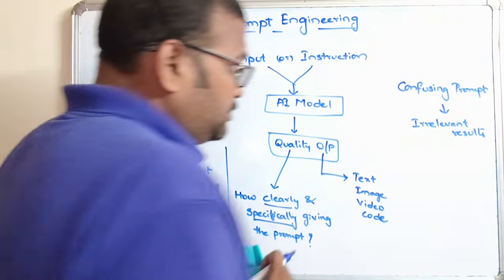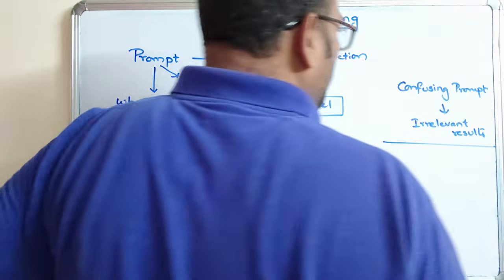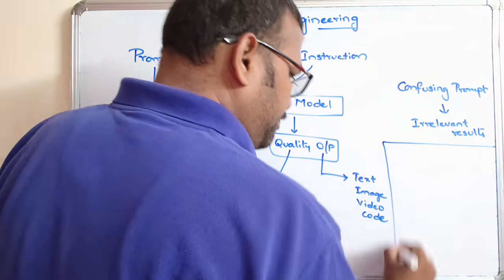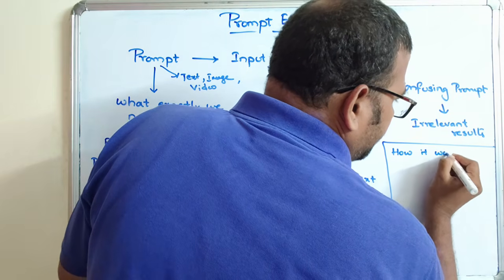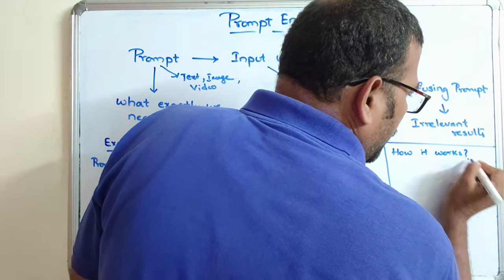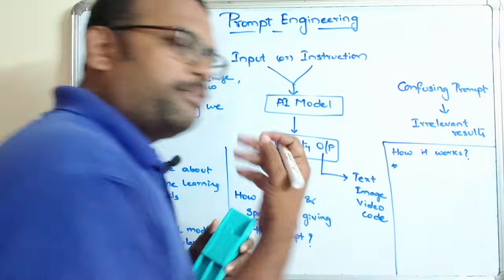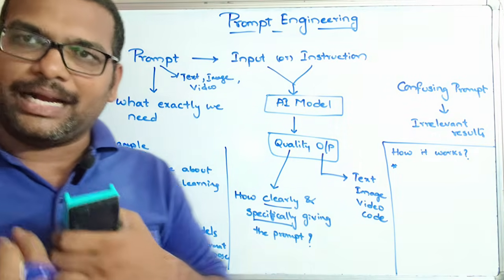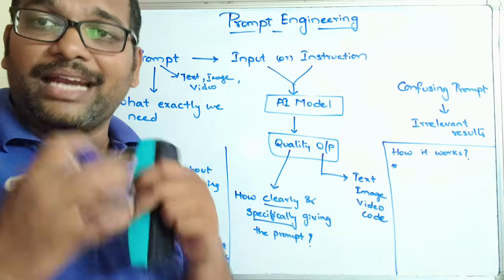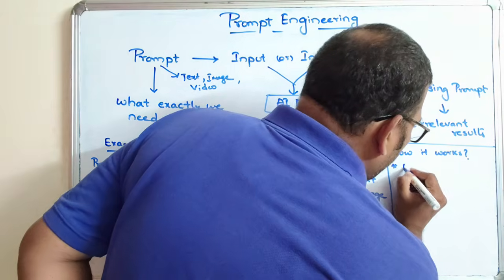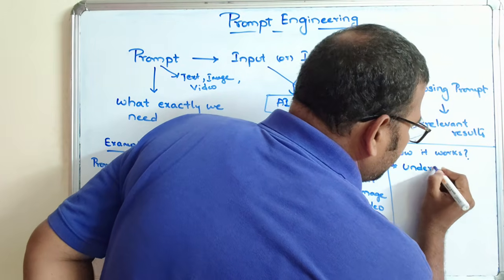Now let's see how this prompt works. Whenever we give the prompt, it will understand the context, that is, what the user wants to get as output. That is the first step: it understands the context.